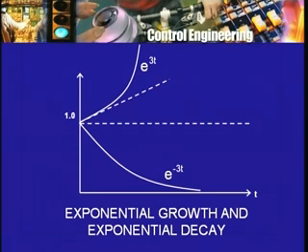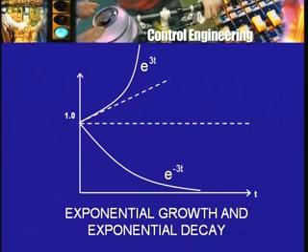So this function e raised to 3t, what will the graph look like? At t equal to 0, it has the same value 1.0, there is no problem. But now as t increases, the function keeps on increasing.